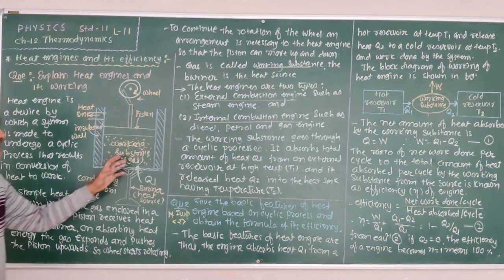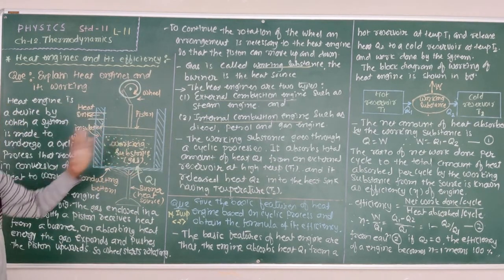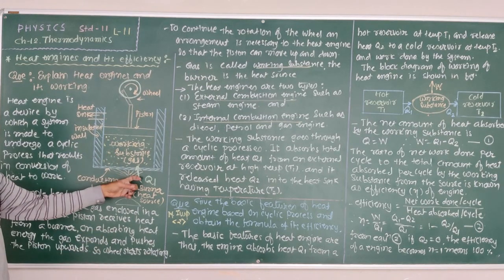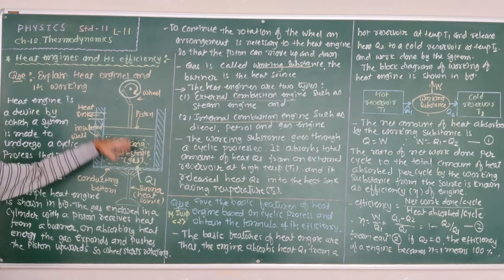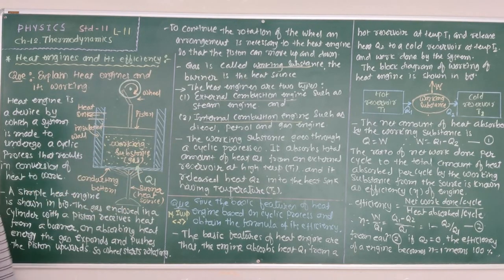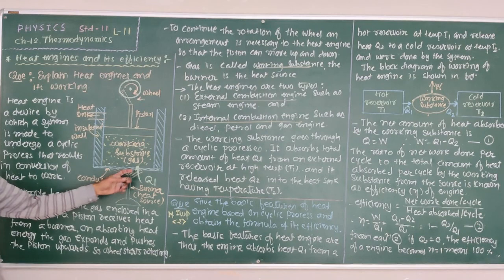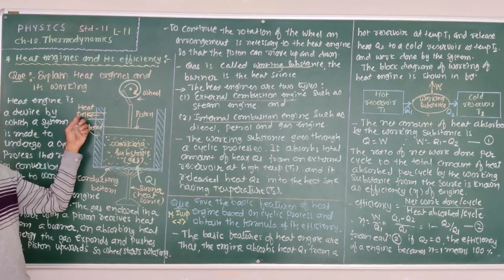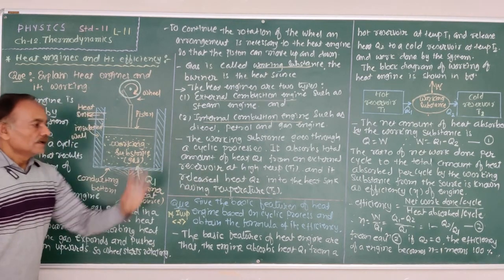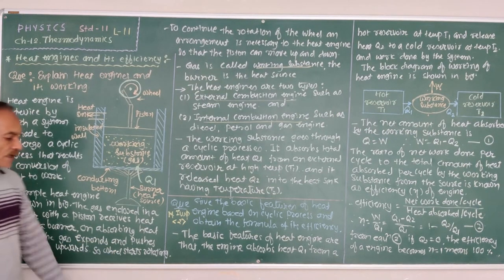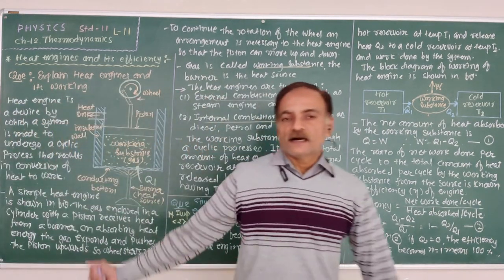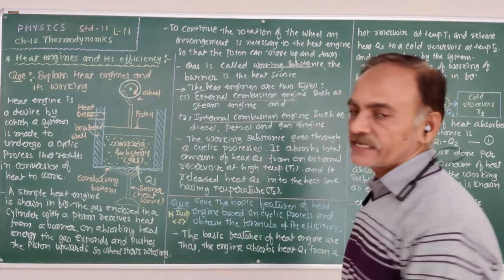Okay. The working substance goes through a cyclic process. It absorbs the amount of heat Q1 from an external reservoir kept at the high temperature T1 and releases the heat Q2 into the cold reservoir or the heat sink at low temperature T2. So that is the heat engine and also its working.